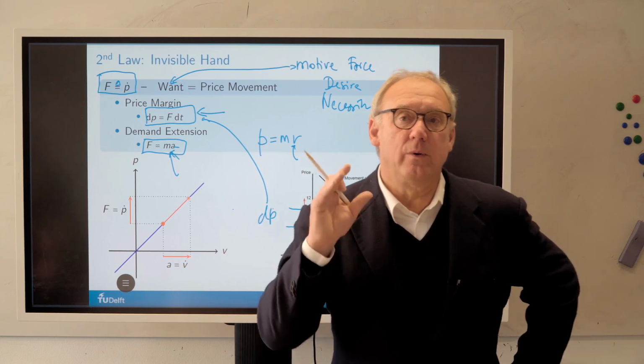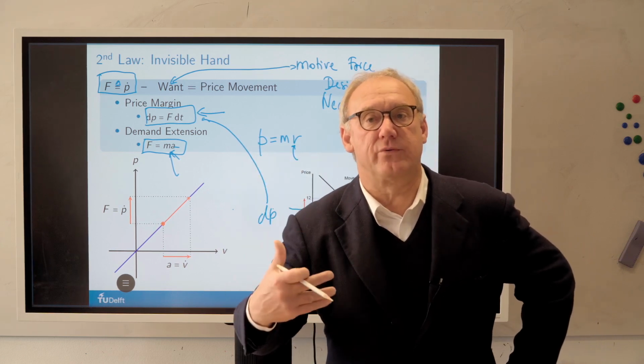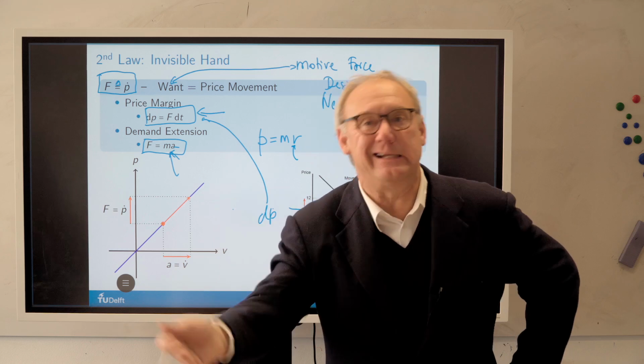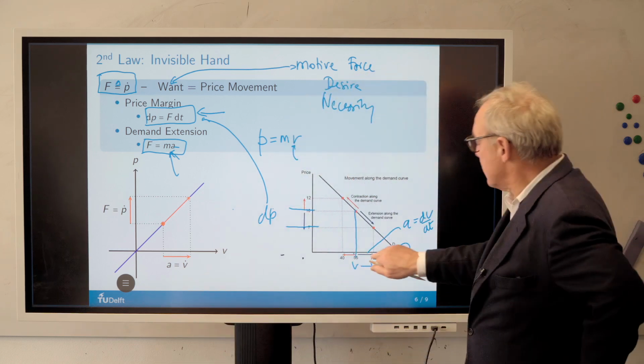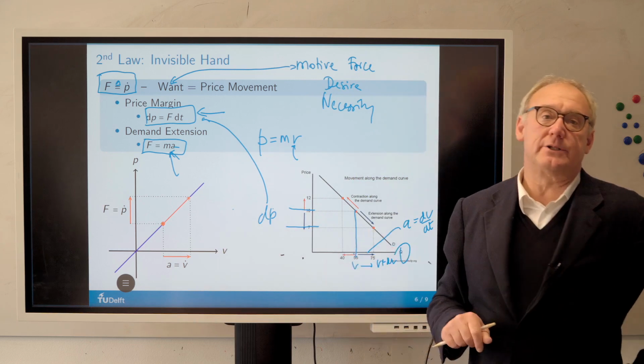So here we have calibrated the idea of an economic force, or a want, or a desire, or a need, or whatever you want to call it, in terms of something that is observable: how the quantity demanded changes. All right?